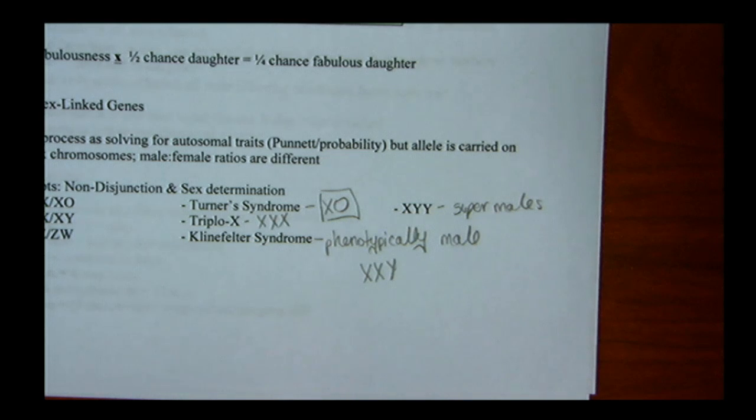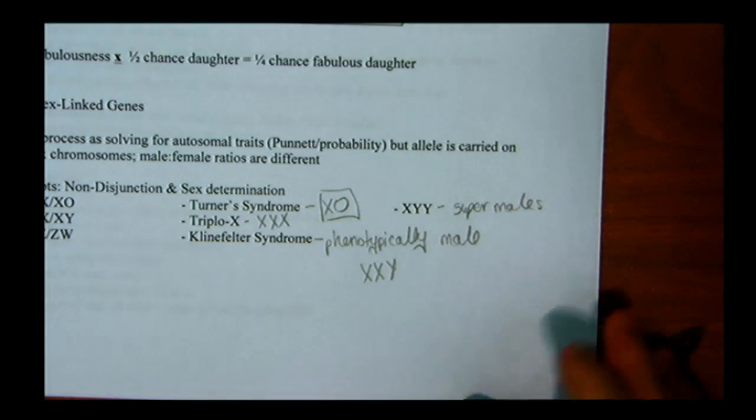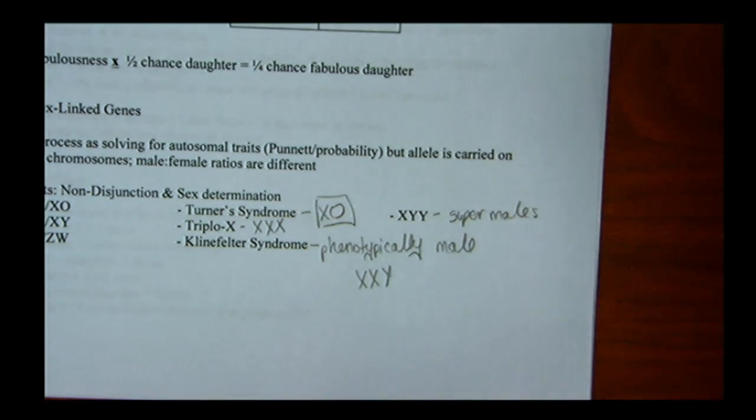Number 27. Okay. So we have a 2n number of 24. Non-disjunction event occurs during meiosis 2. Okay? And we have 1 egg from the round of abnormal meiosis is fertilized. What would you expect to see in the offspring?